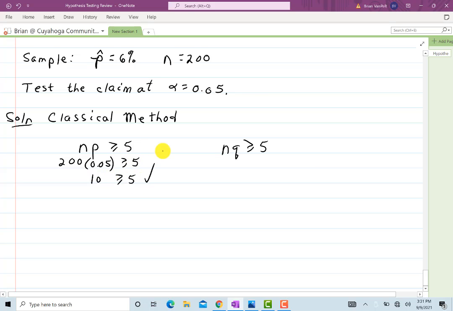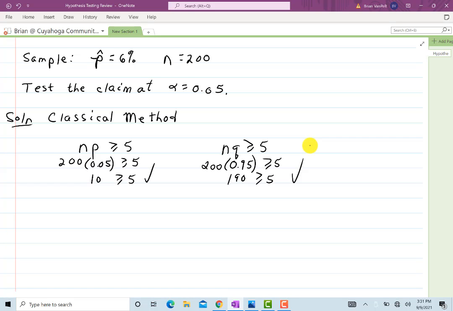On the other hand, we have 200 times 0.95. Remember, q is 1 minus p, is greater than or equal to 5. Obviously, this one's going to be greater than or equal to 5. But nonetheless, let me finish this computation so you can see this is 190 is greater than or equal to 5. And sometimes you can tell just by looking. Or I looked at the previous computation and I saw the other computation is going to be even bigger than that, so I knew it was going to work.